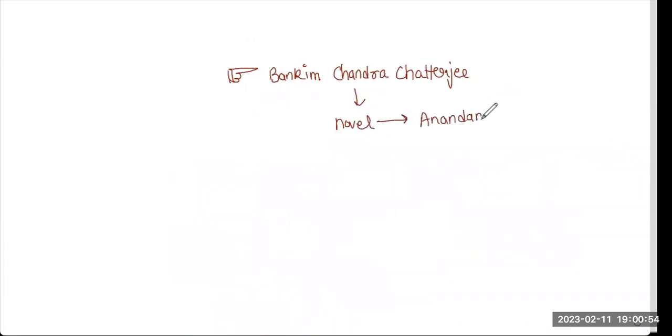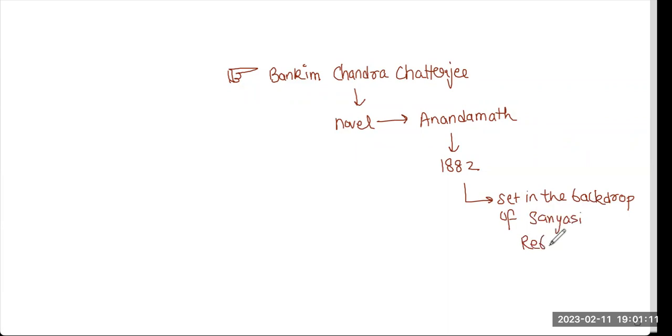Now there is another important point that you need to write down for prelims. Please write down that Bankim Chandra Chatterjee was a very famous writer. He wrote a very important novel, known as Anandamath, and it was written in 1882. It was set in the backdrop of the Sanyyasi rebellion only. So the basic theme of the novel was the Sanyyasi rebellion. And this book was banned by the Britishers.